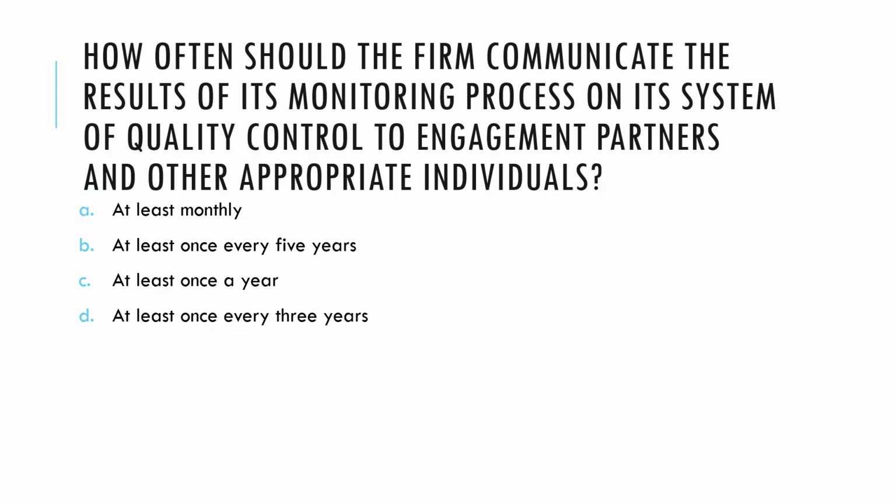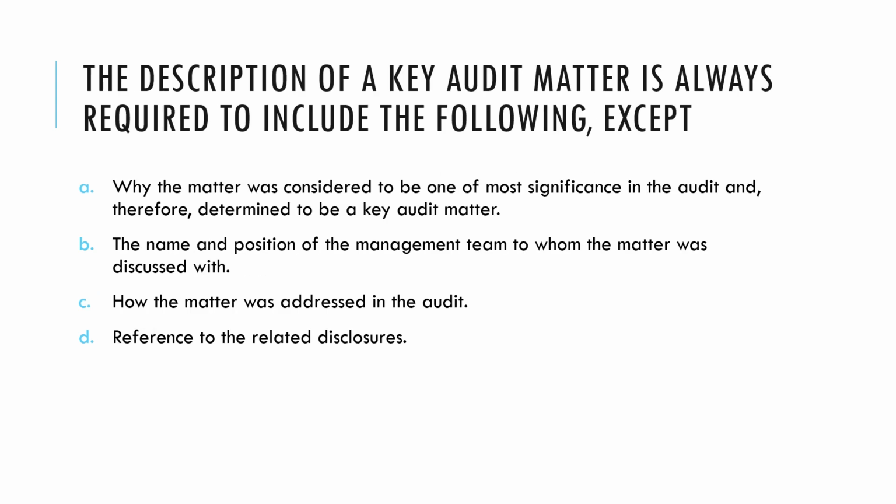Okay, next question. This one now refers to, if I am not mistaken, our quality management standards. How often should the firm communicate the results of its monitoring process on its system of quality control to engagement partners and other appropriate individuals? The results of monitoring must be communicated at least once a year. So this is an annual monitoring report. So the answer to this is Charlie.